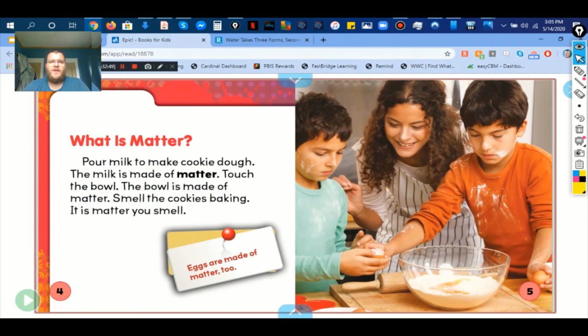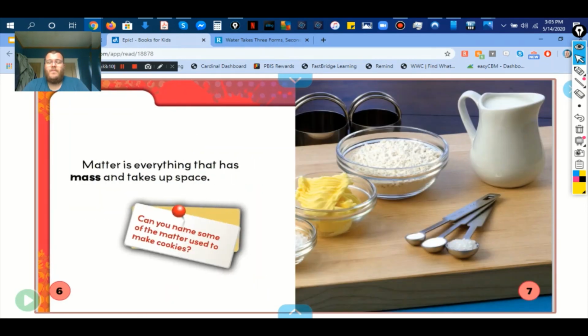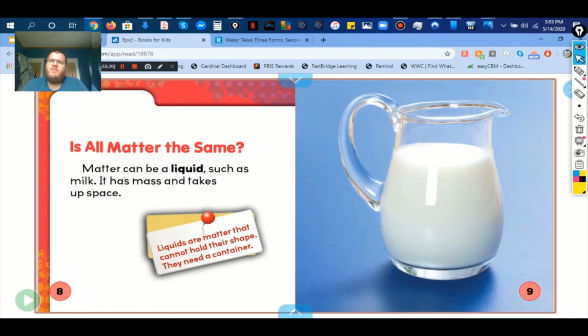What is matter? Pour milk to make cookie dough. The milk is made of matter. Touch the bowl. The bowl is made of matter. Smell the cookies baking. It is matter you smell. Matter is in everything that has mass and takes up space. Is all matter the same? Matter can be a liquid, such as milk. It has mass and takes up space. Liquids are matter that cannot hold their shape. They need a container.